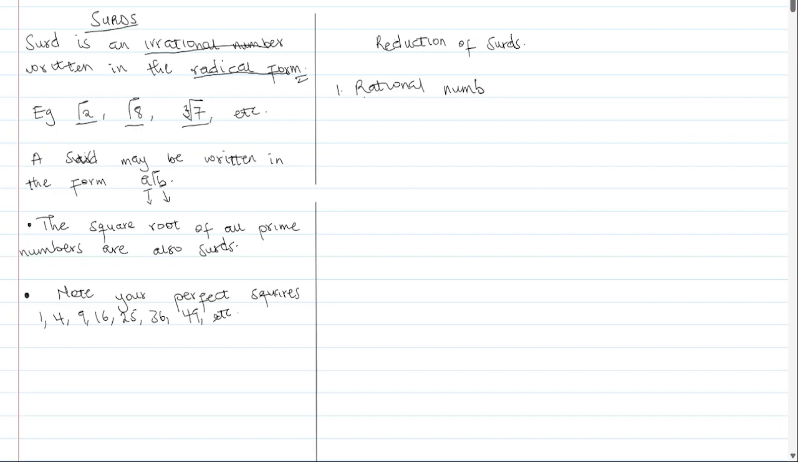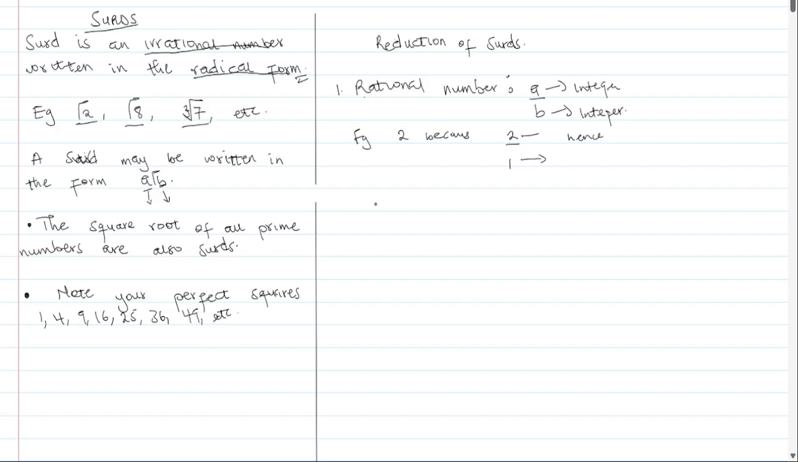What is a rational number? A rational number is a number which can be written in the form a over b, where a is an integer and b is also an integer. Example, 2, because 2 can be written as 2 over 1. Hence, 2 is an integer, which is the numerator, and 1 is also an integer, which is the denominator. Hence, it is a rational number.